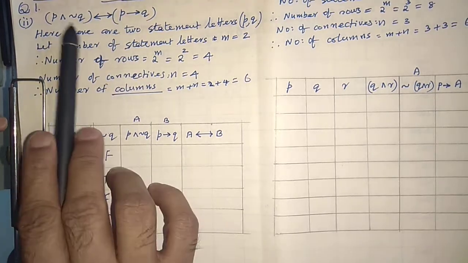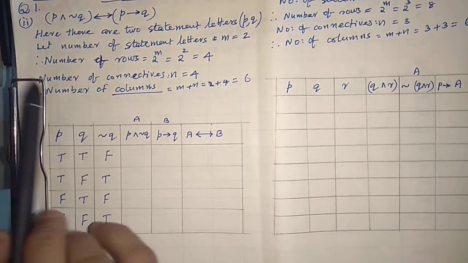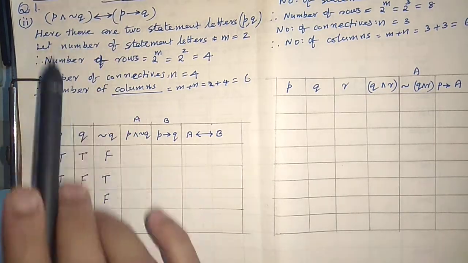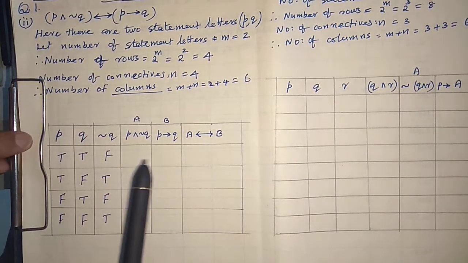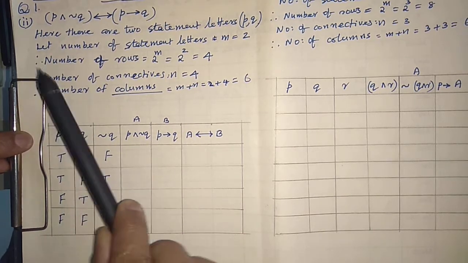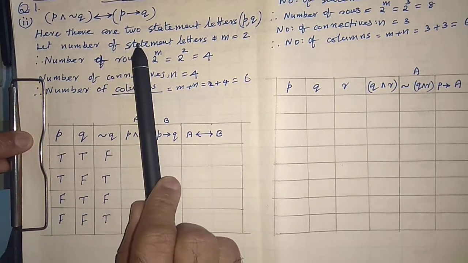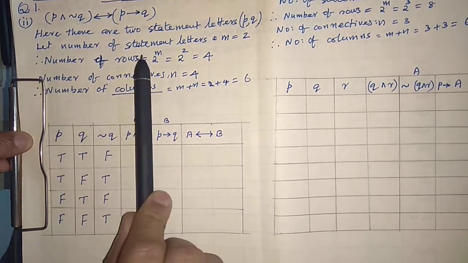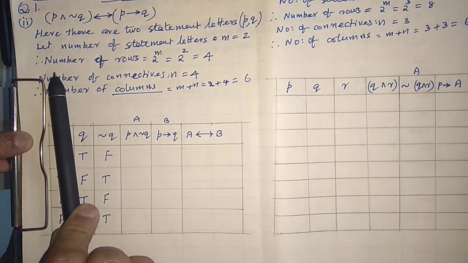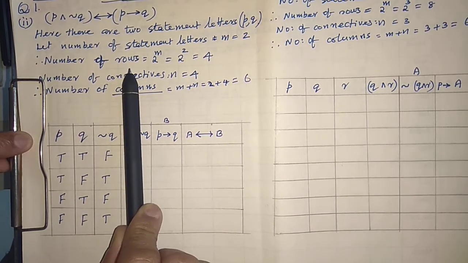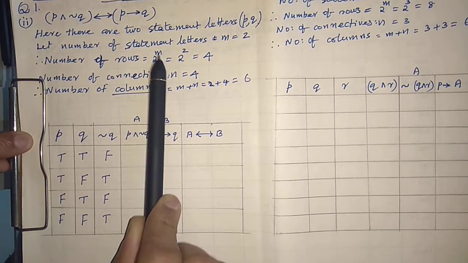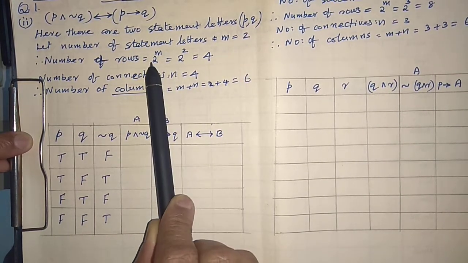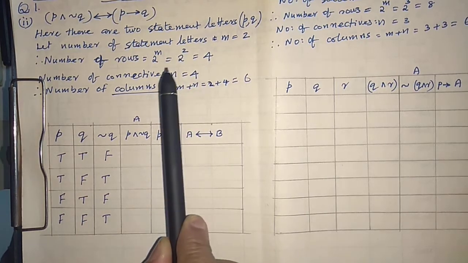Statement letters are P, Q, R, etc. Here it is P, Q. These are the two letters. Negation P, negation Q, is not a separate statement letter; we consider only P and Q. Therefore, the number of statement letters is 2. The number of rows is 2 to the power m, where m is the number of statement letters. So 2 to the power 2, which is 4.